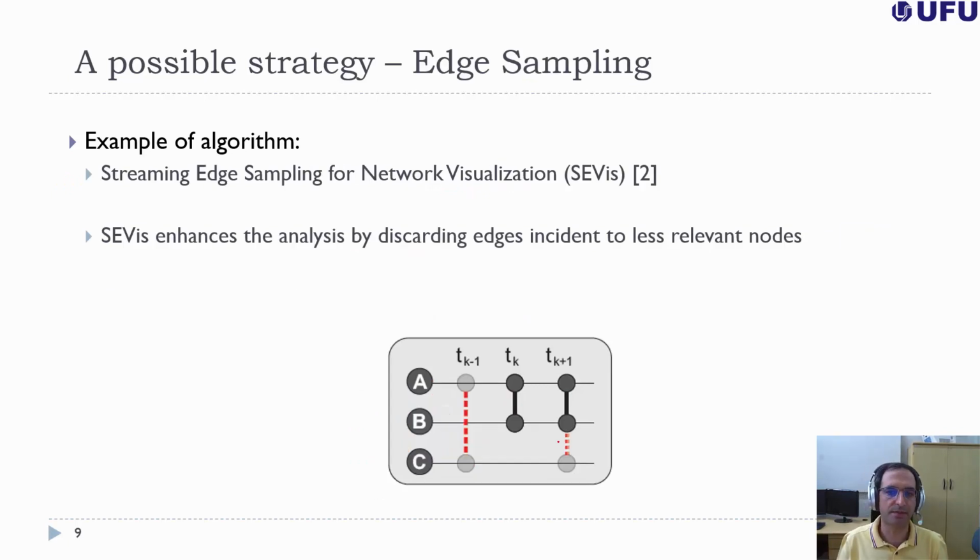Our second strategy is edge sampling, which means that we can remove some edges from the network visualization and reduce the visual clutter with this removal. The algorithm that we are using here is Streaming Edge Sampling for Network Visualization, SEVs. SEVs enhance the analysis by discarding edges incident to less relevant nodes. So this algorithm computes which nodes are more relevant and then removes the edges from non-relevant nodes. It can also remove some nodes when the edge disappears between, for example, these two nodes. If we remove this edge, the nodes are also removed from the visualization.